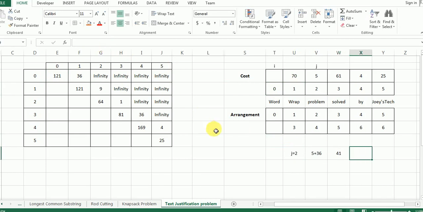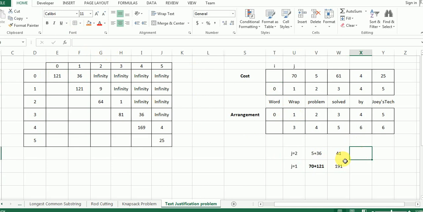Now we move j one cell left over here, so j equals to 1. Okay, we have 70 as the value, and what is the value at 0 and 0? It is 121. All right, so let me add 70 to 121. It becomes 191. Now 191 is greater than 41.